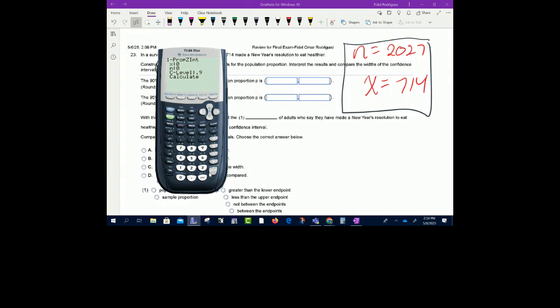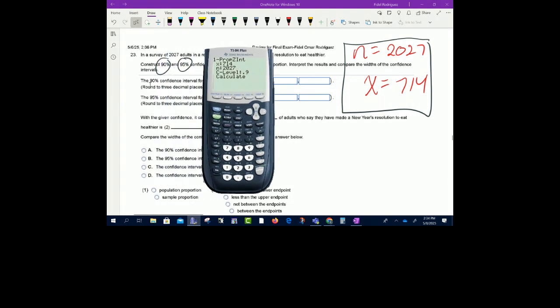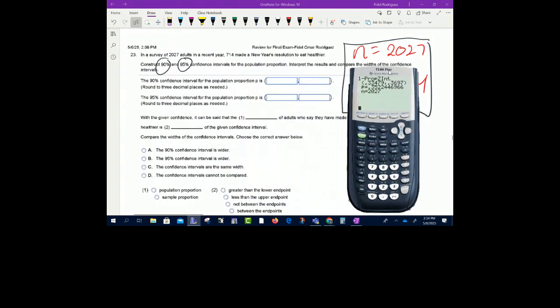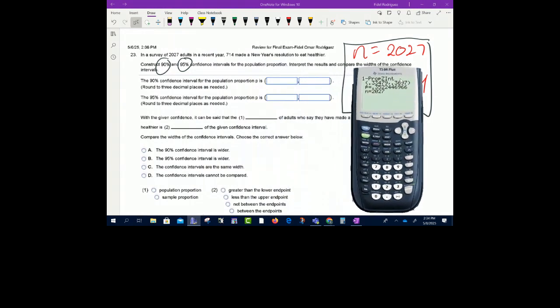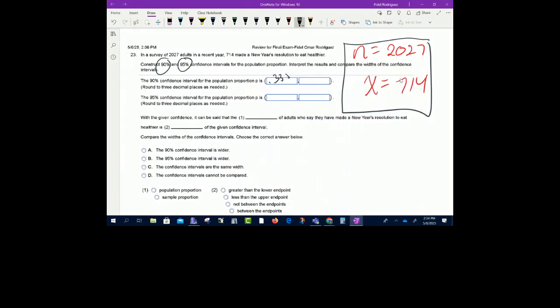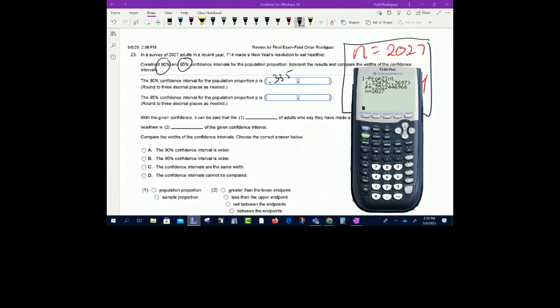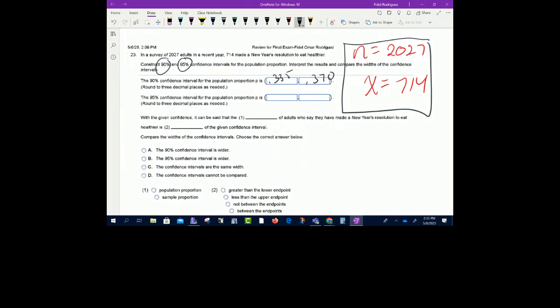First thing it asks me is, what's my x? I wrote it down because it makes it easy for me to do. What's my n? The first time we want a 90% confidence interval, and we are already there, that's what it had by default. Now they're asking me to go to 3 decimal places. So for my first one, I'm coming up with 0.335, and for my second one, I'm coming up with 0.370.